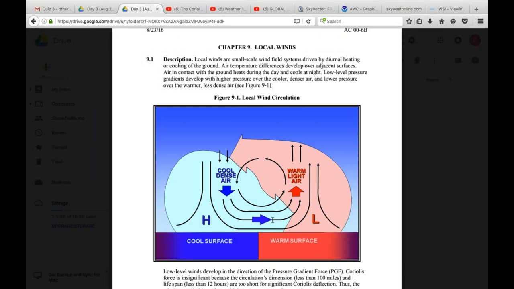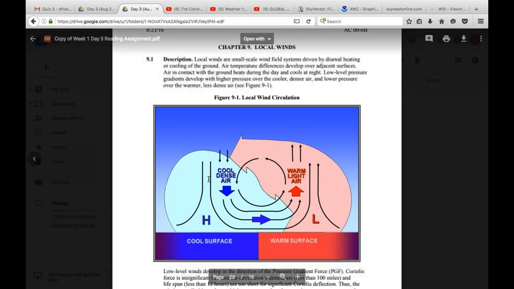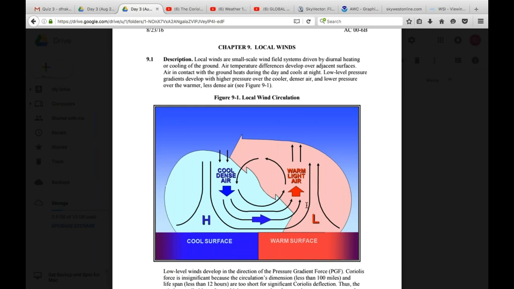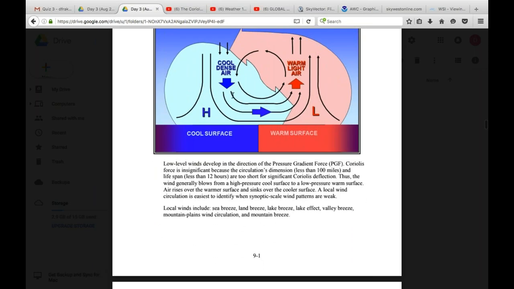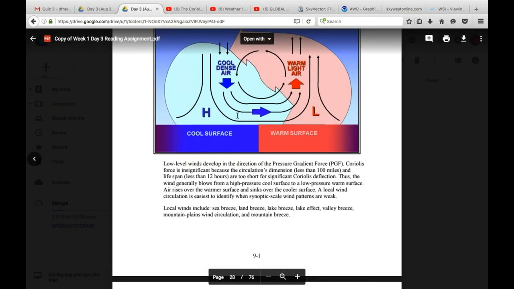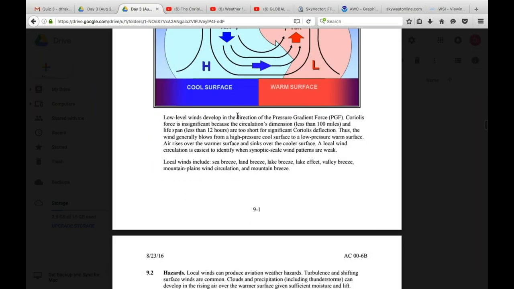So when we have warm air, typically the warm air rises and creates a low pressure area. And when we have cold air, the air sinks and creates a high pressure. When you put them together, they create a big circular system, and typically this creates wind for us at low levels. So low-level winds develop in the direction of the pressure gradient force. Coriolis force is insignificant because of the circulation's dimensions. This is small-scale stuff, less than 100 miles, with a lifespan of less than 12 hours.